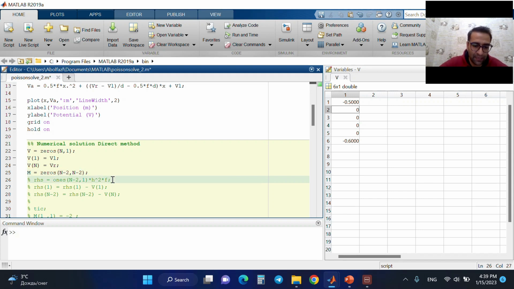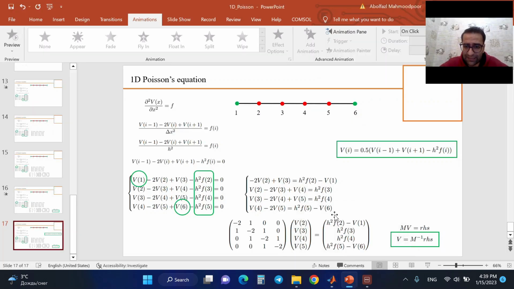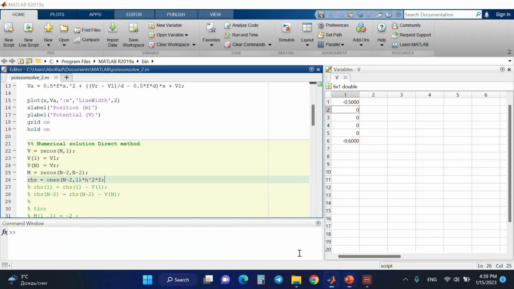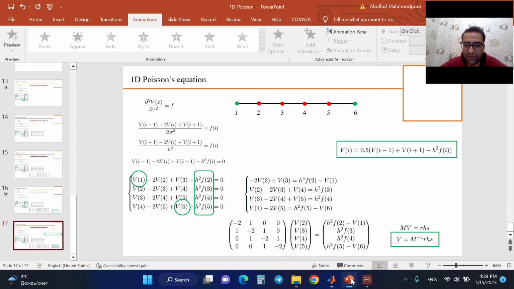Very easy. And then we define the right hand side, again with some matrix. You see that this right hand side is 1, 2, 3, 4, so 4 by 1. Therefore it should be n minus 2 by 1, and we multiply it with h squared f that we have here.